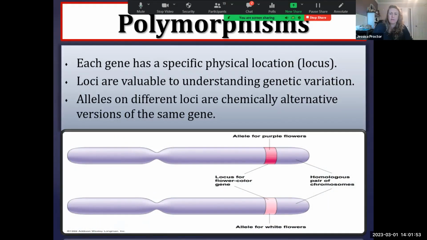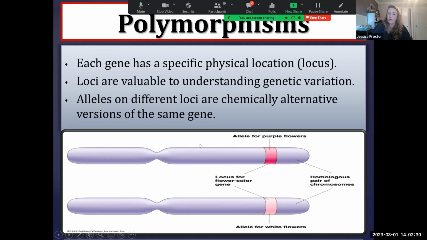All right, so this is a little bit of a review because we already did Punnett squares, but just to review, each gene will have a specific location on the chromosome, and we call that a locus. So that term locus just means the location of the gene on the chromosome. So loci are valuable in understanding genetic variation, and the alleles on the various loci may be chemically identical. If they're chemically identical, we call that homozygous. Chemically identical is homozygous, and then chemically alternative versions of the same gene are always called heterozygous. So in this example here, we're looking at plant color.